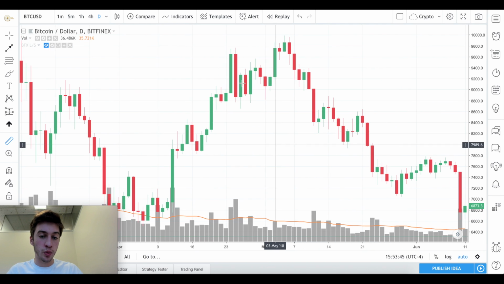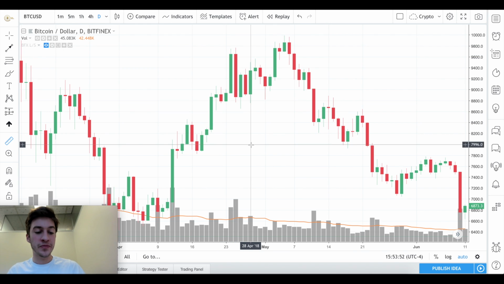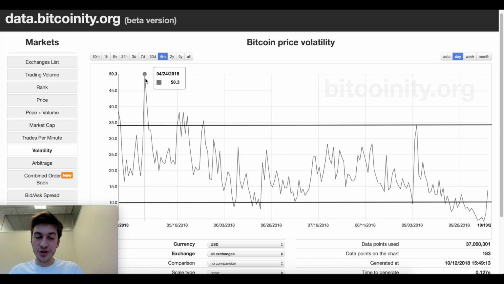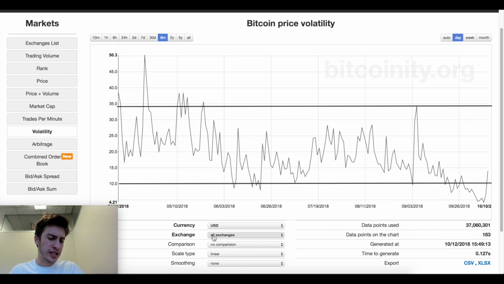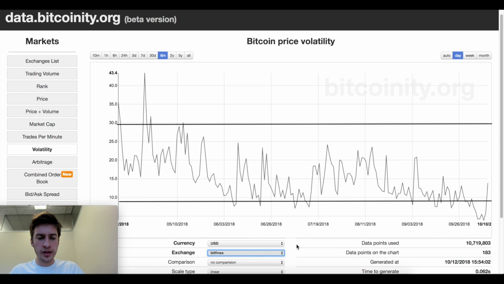So right here was the point of likely a lot of retail buyers and investors buying into the market, and then they get hit with that. So that, again, is a major outlier in just normal volatility. We can also look at not just all exchanges, but let's also take a look at the Bitfinex exchange. Now, my lines also do kind of hold here.